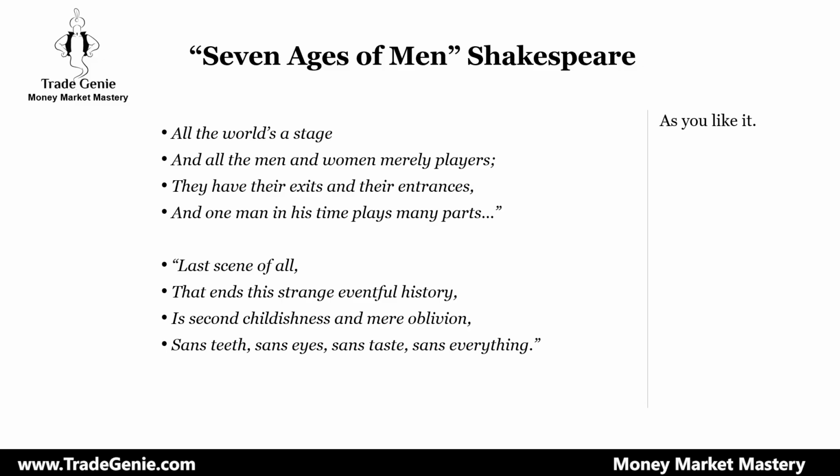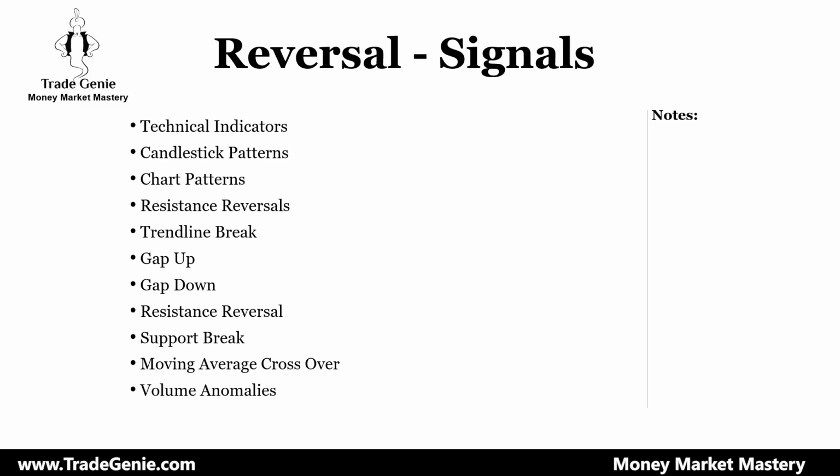Anyway, so this is the seven ages of Shakespeare, and I showed you the seven ages of man and the seven ages of the market. Now, today we are talking about the stage 2, 3, and 5, 6. So there are various ways of trying to figure it out, the reversal signals.